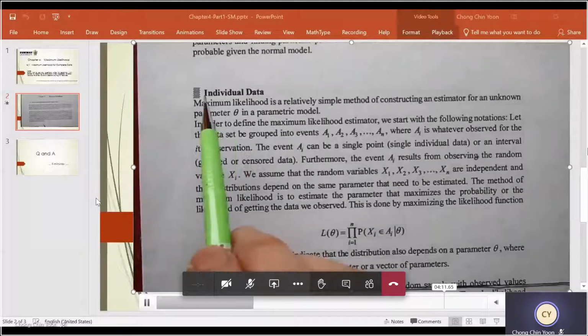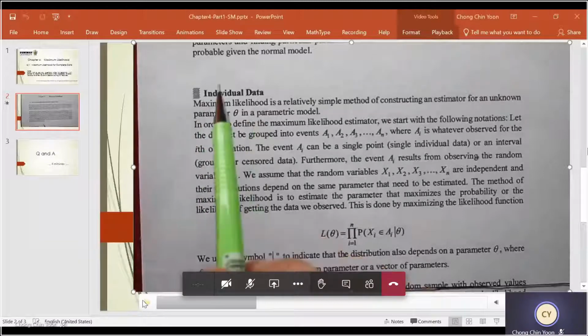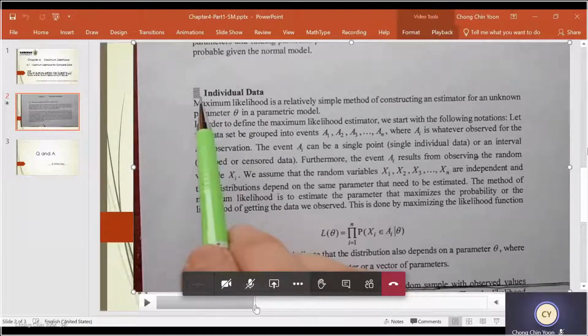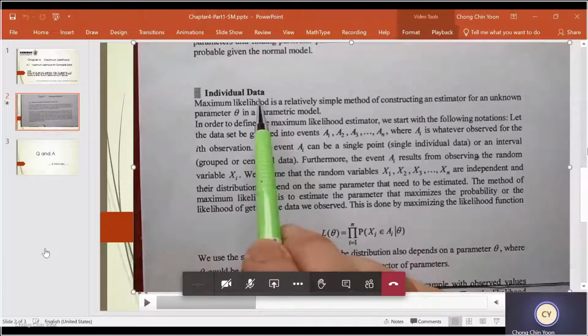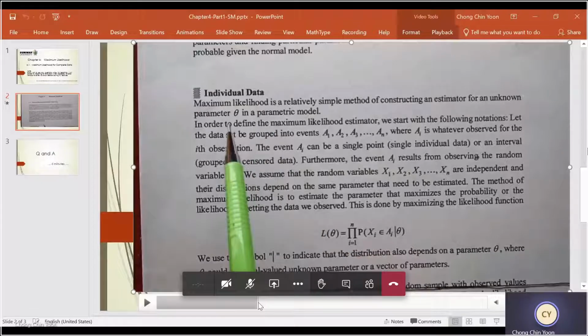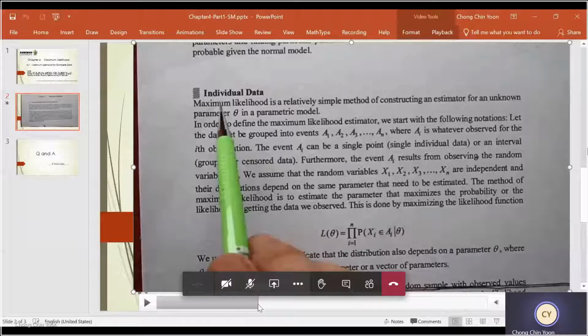Firstly, we consider the individual data. So for this section, the example for the penguin, right? Which did I mention here? Just I heard, right?